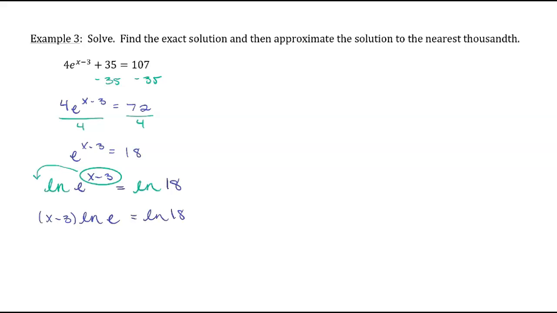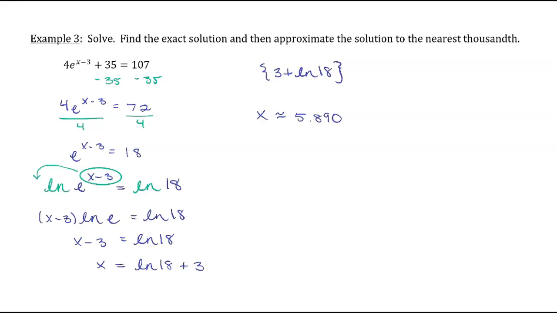The natural log of e is simply 1 because we have log base e of e. So this is simply x minus 3 equals the natural log of 18. And adding 3 to both sides, we have x equals the natural log of 18 plus 3. That's our exact answer. Our solution set contains the value 3 plus the natural log of 18. But we can also find a decimal approximation. 3 plus the natural log of 18 is approximately equal to 5.890.